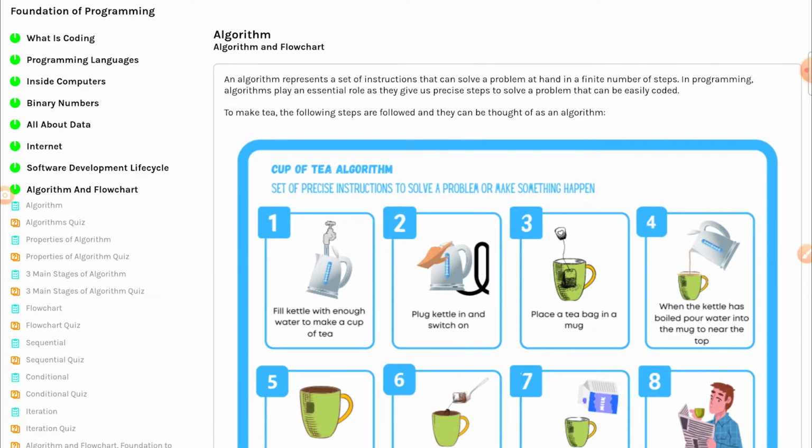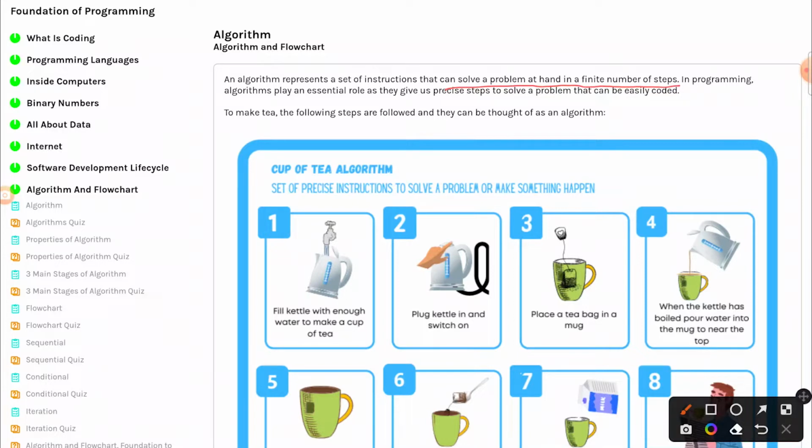An algorithm represents a set of instructions that can solve a problem at hand in a finite number of steps. And we will learn about the finite part in a minute.